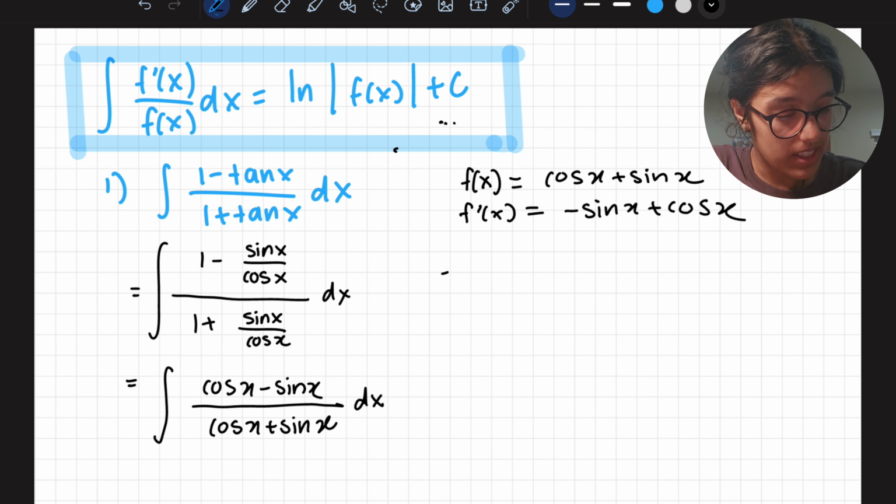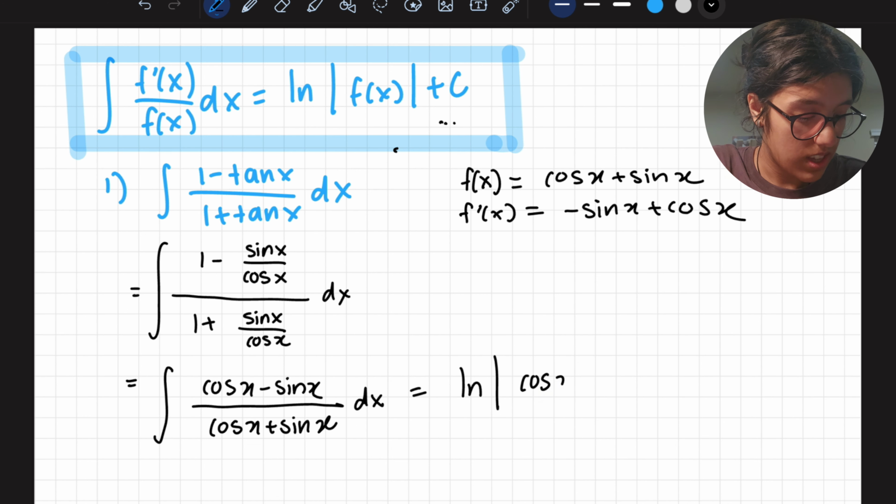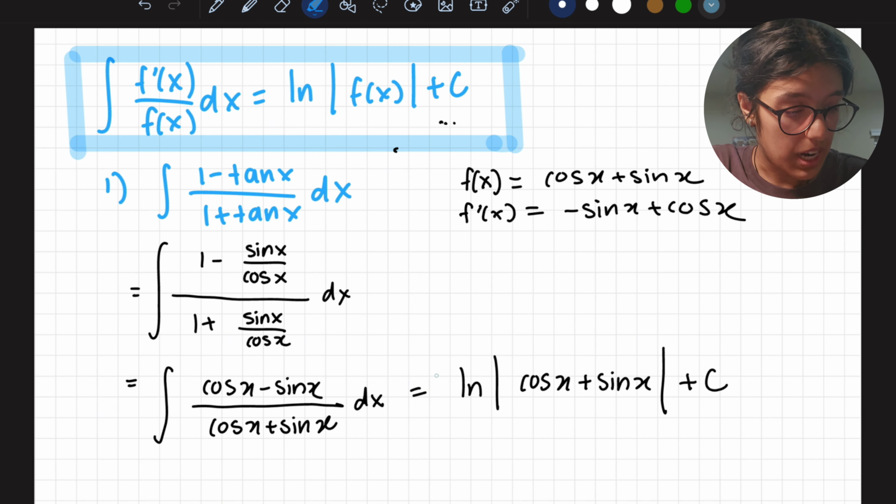So now in this case, let's rewrite our integral. Natural log of the original function, and the original function is in the denominator. So that would be cos x plus sine x. Close that absolute value and our plus c, and that is our final answer.